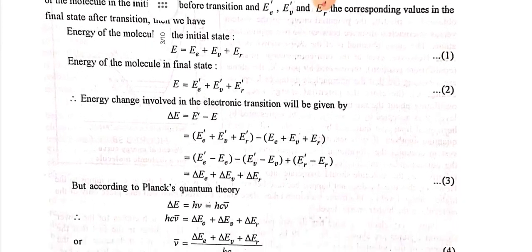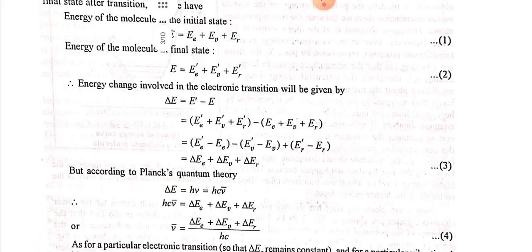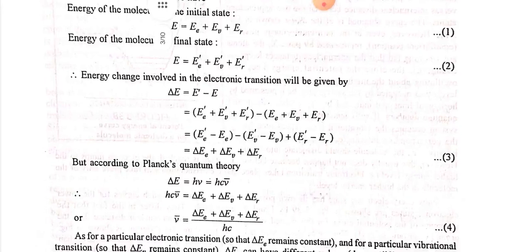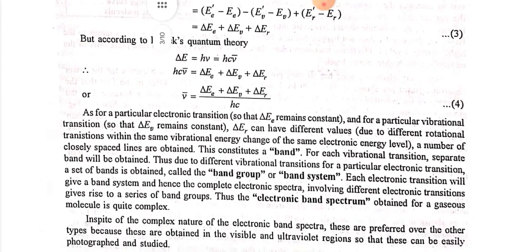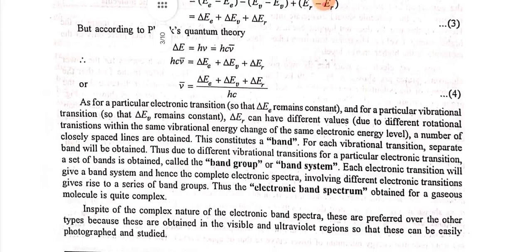Energy of a molecule in the final state is equal to E_e' plus E_v' plus E_r'. Equation number 2. Therefore, the energy change involved in an electronic transition will be given by delta E equals E' minus E. That is, delta E is equal to delta E_e plus delta E_v plus delta E_r. Equation number 3.